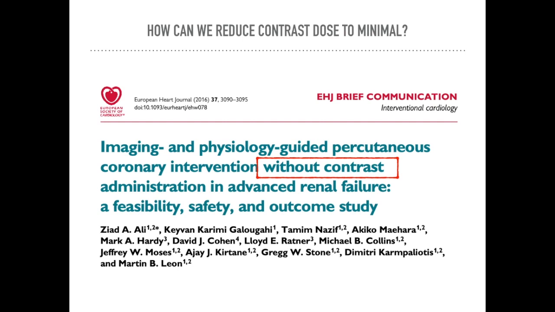Surprisingly, the answer could be zero contrast. You can do PCI without contrast at all. This was first suggested by Ziad Ali in 2016, and through the rest of the presentation we'll be discussing the strategies that you can adopt to reduce the contrast dose to the minimum, even up to zero.